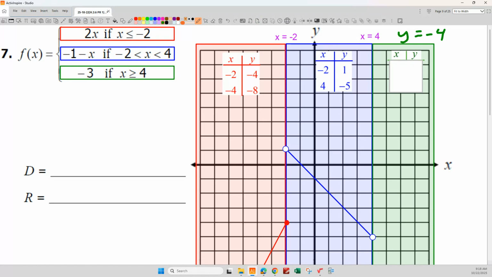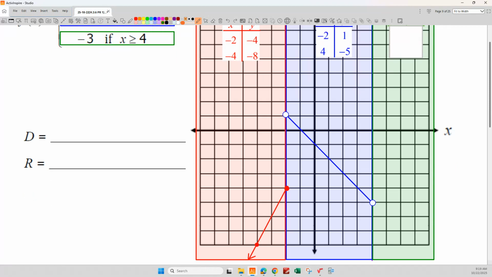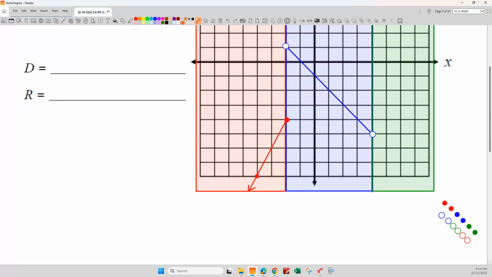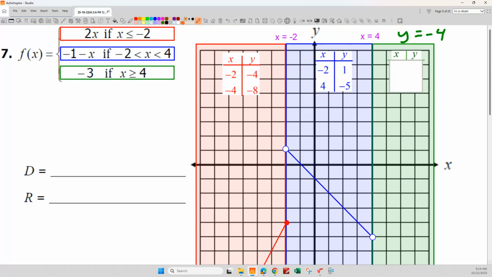We're just going to get a horizontal line starting at x equals 4. So is 4 included or not included in the green region? It is included. So we're going to use a closed endpoint. And we've got the line y equals -3. Whoops, negative 3. You're right. Oh, I wrote that wrong, didn't I?